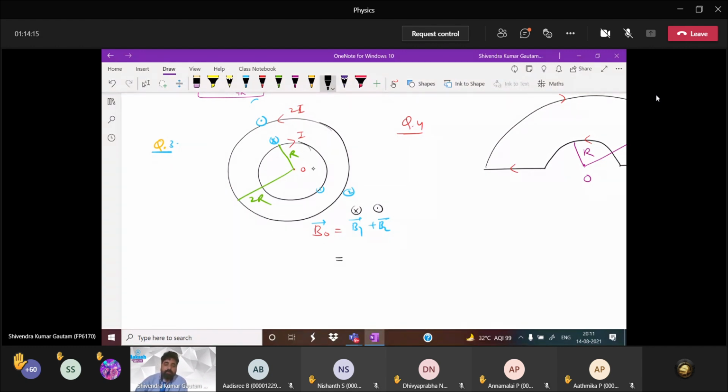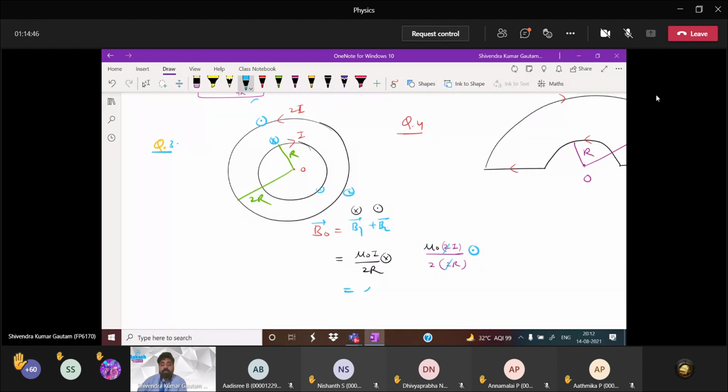So for B1 you will write mu naught I divided by 2r, direction is cross. B2, what will you write? Mu naught I divided by 2, and what is the current here? The current here is 2I, so 2I divided by 2. And what about the radius here? The radius here is 2r, not r. So the 2 cancels out. And this is a dot.